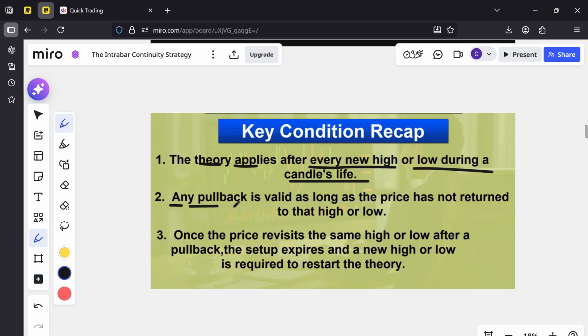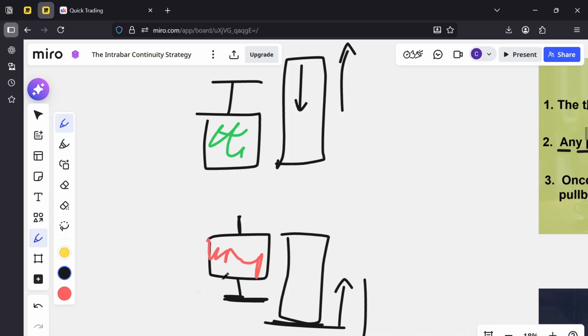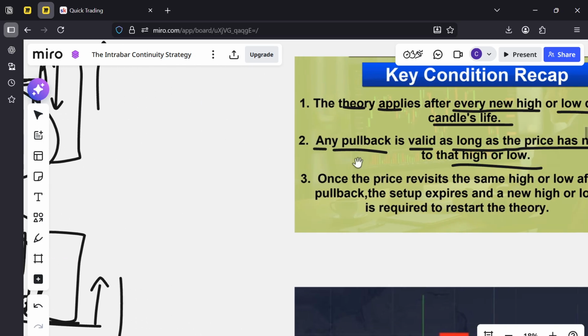concept of it, right? Any pullback is valid as long as the price has not returned to that higher low. So pretty much any pullback is valid on this candle or this candle as long as it stays above this low over here, so that we can continue to look for trades to the downside, or as long as it's below this high over here. So as long as it's pulling back like this, we can take trades to the upside, right? That's exactly how it works.